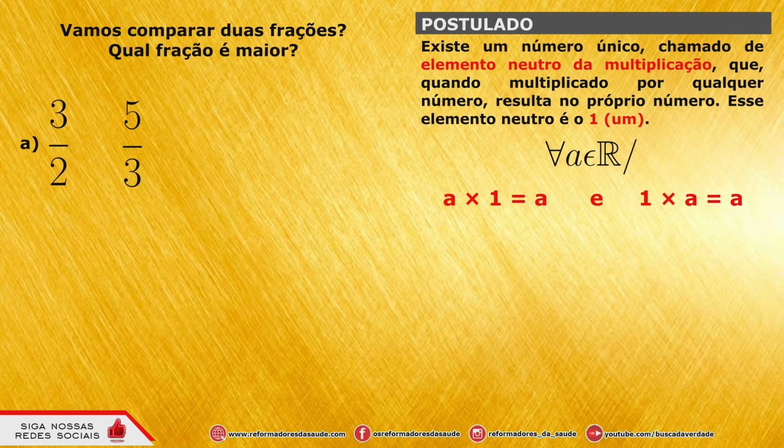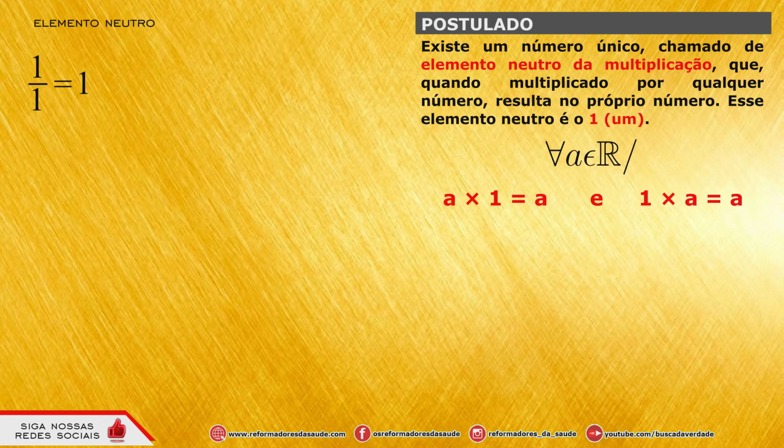Since the denominators are similar, we can compare the numerators and identify the bigger fraction. So to make the denominators equal, we need to know the neutral element of multiplication.